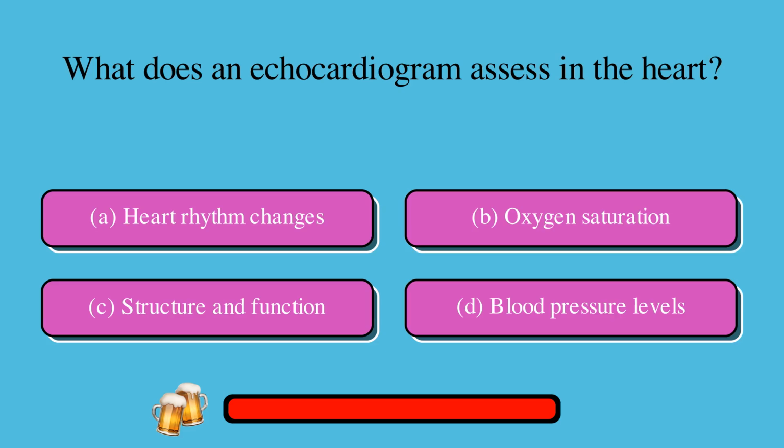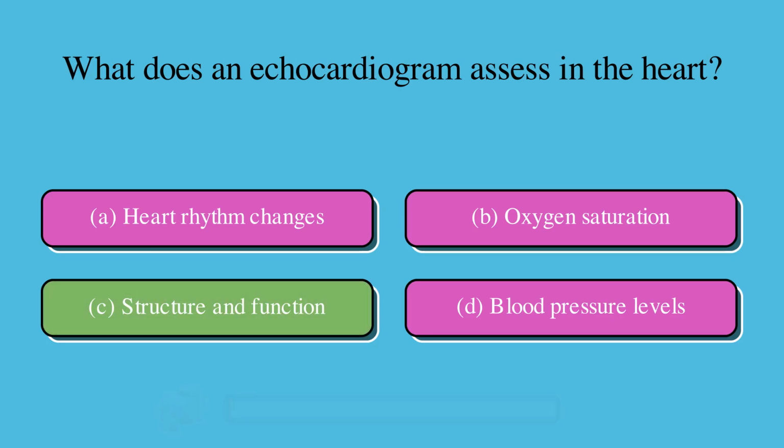What does an echocardiogram assess in the heart? A. Heart rhythm changes, or B. Oxygen saturation, or C. Structure and function, or D. Blood pressure levels? The correct answer is C. Structure and function.